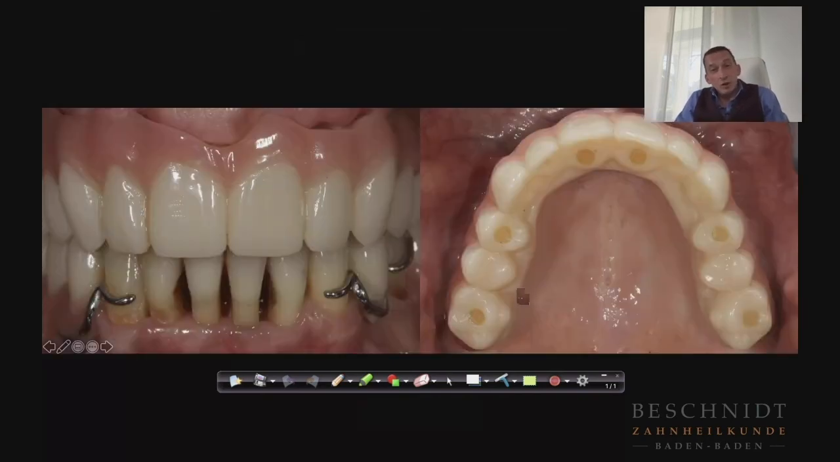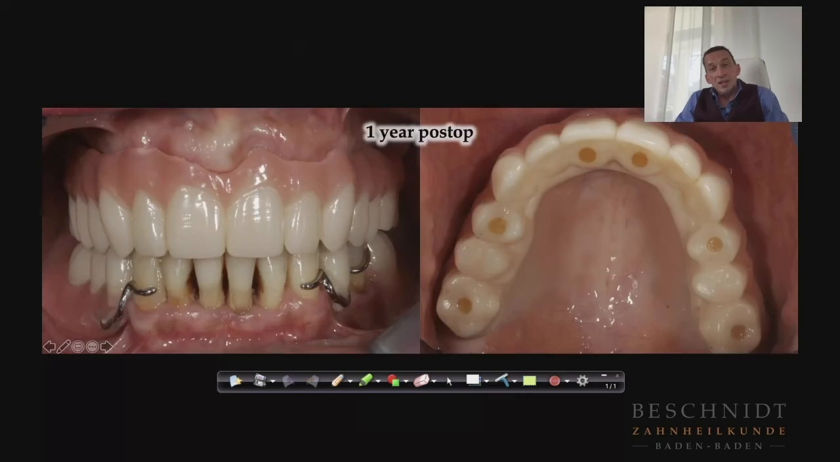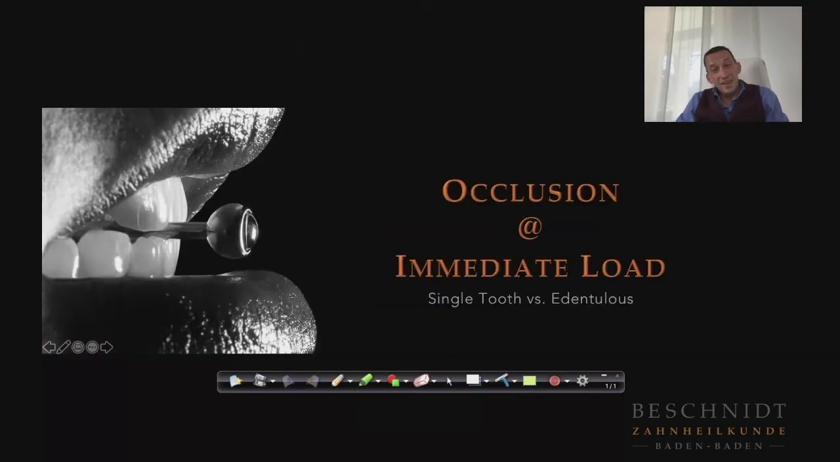This is the control, and this is what you see after 1 year. Now we can go ahead with the final prosthesis. So I'm going a little more into the occlusion now, because we have to think about how we load the implants. This is more the prosthetics.